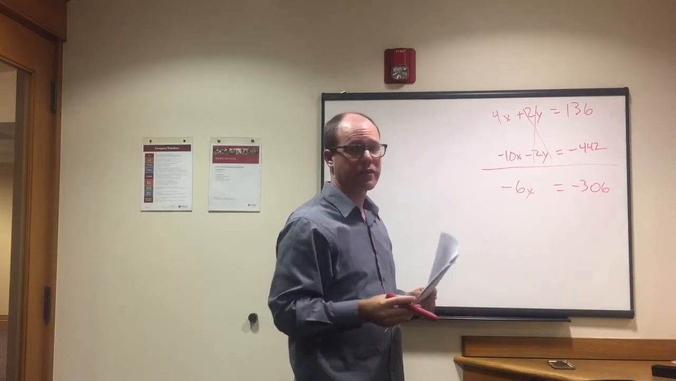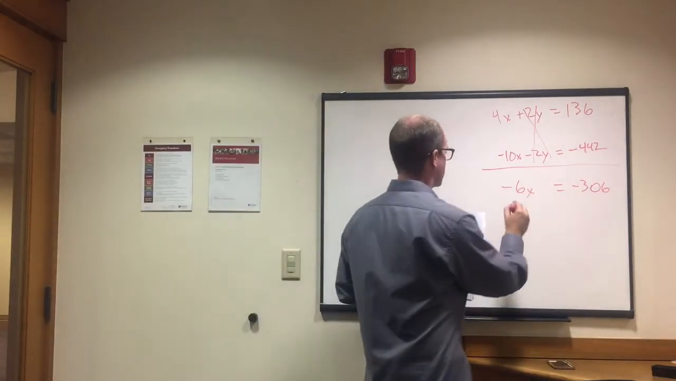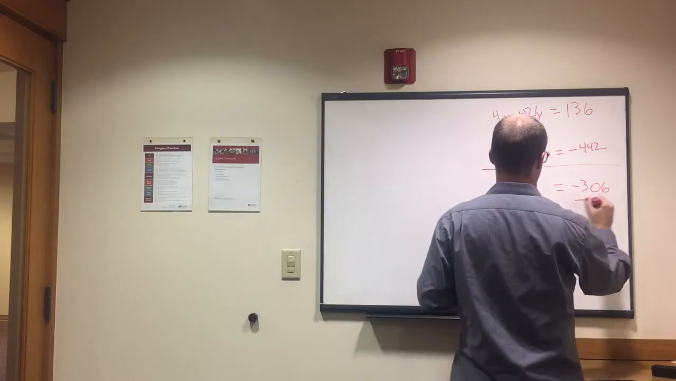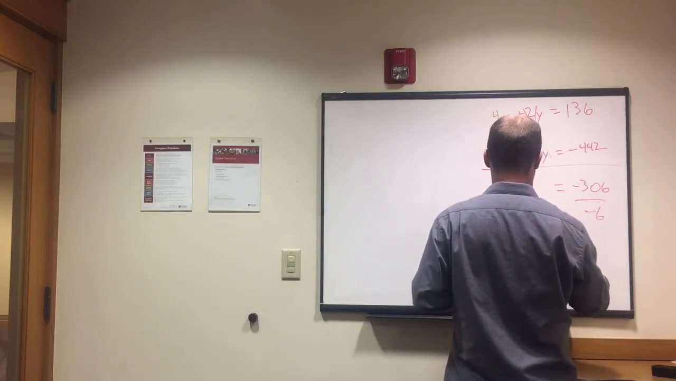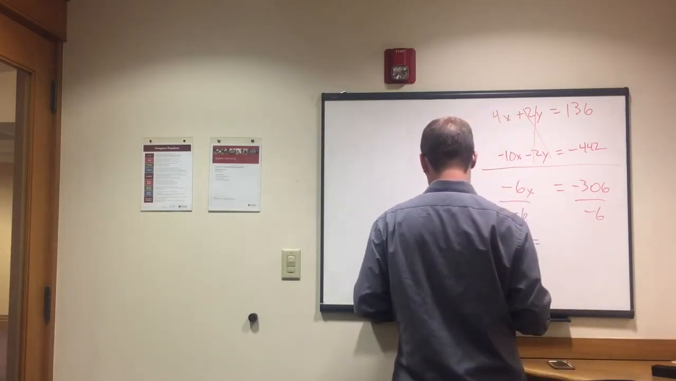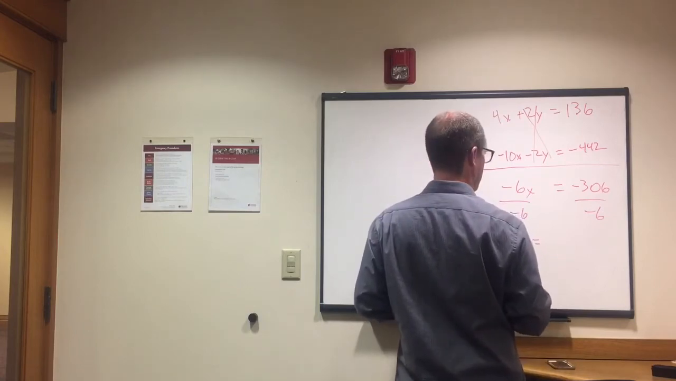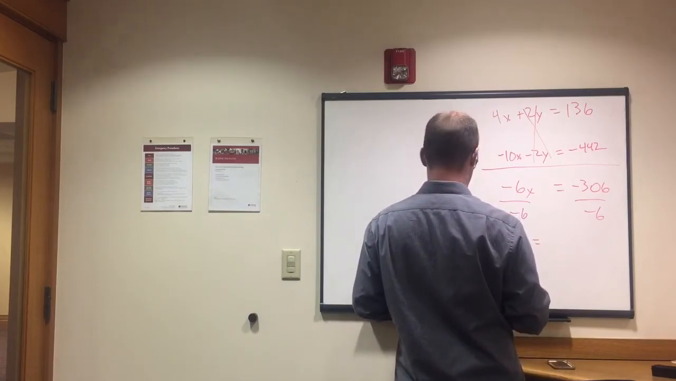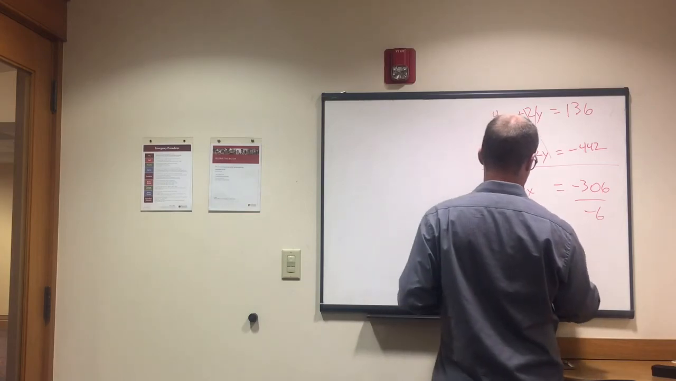So now all that's left is to divide each side by negative 6 and see what we get for x. Negative 306 divided by negative 6, x equals 51.